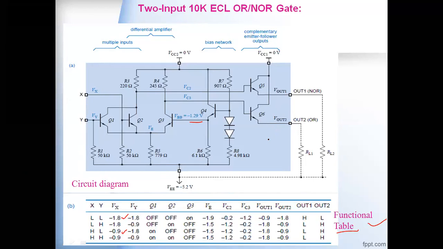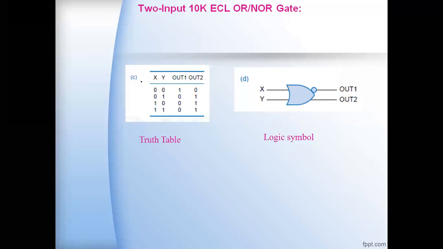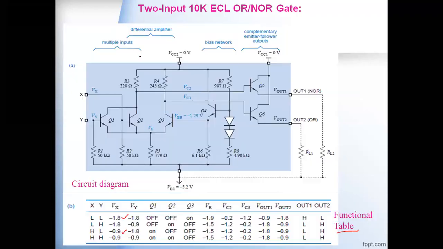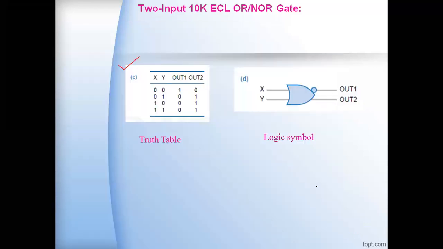Okay, so this is the two input ECL OR and NOR gate. Here you can take the truth table. From the exam point of view, you can give this functional table, and if not, you can explain with the circuit, the truth table and the logic symbol. In the logic symbol, the ECL gates have two outputs, output 1 and output 2. Output 1 is the NOR output and output 2 is the OR output here.